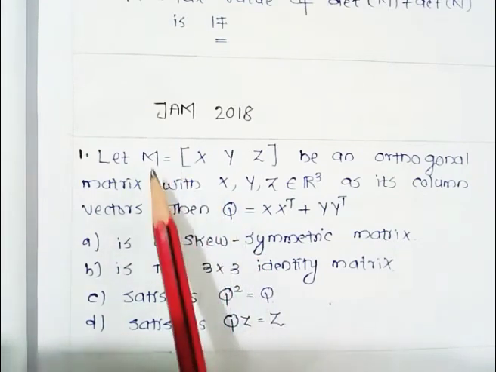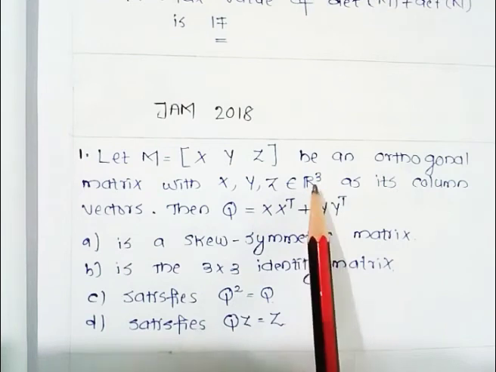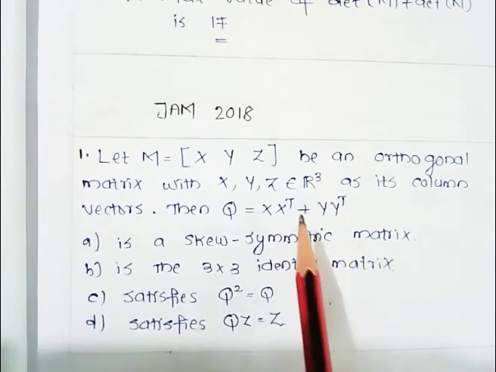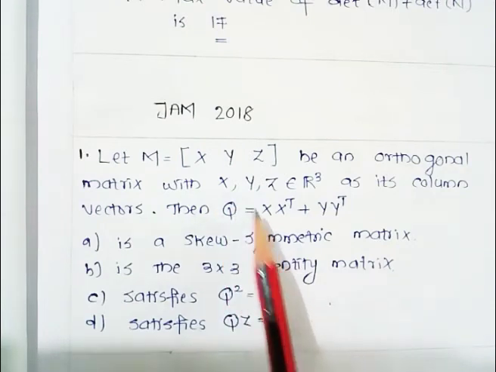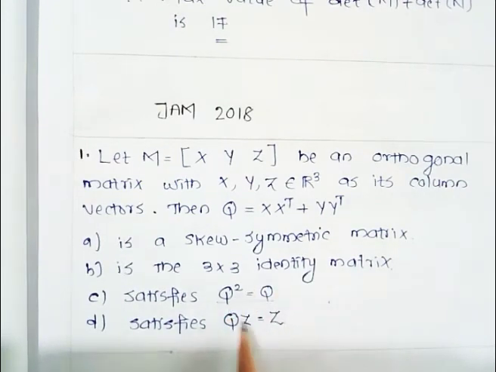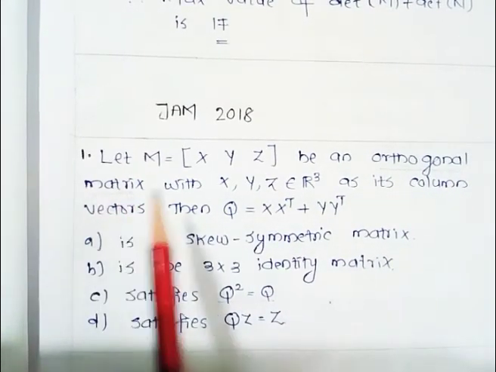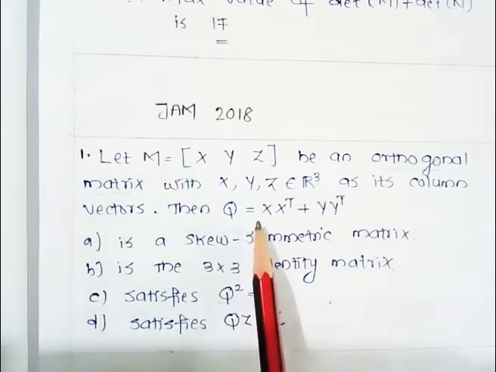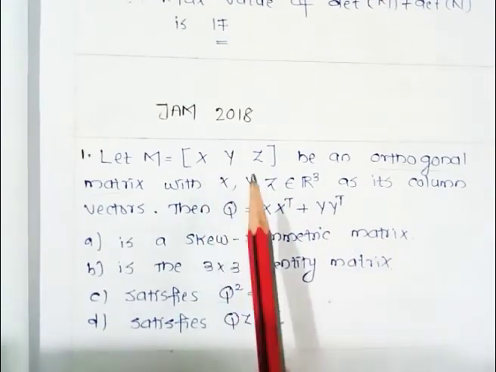So here we can give M is equal to X, Y, Z. Here X and Y are the column vectors which belong to R3 and we have given that Q is equal to X, X transpose plus Y, Y transpose. So first of all we want to verify whether this Q is skew symmetric or not, and Q is identity matrix or not, and Q satisfying this condition Q square is equal to Q, and Q satisfying QZ is equal to Z. So that is what we have to analyze from this question, and also given that M is an orthogonal matrix. By using the column vectors of M we write this Q is equal to X, X transpose plus Y, Y transpose.